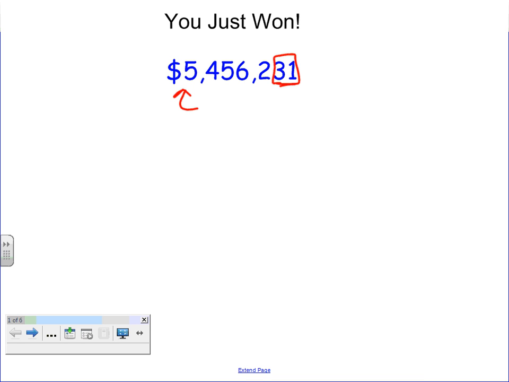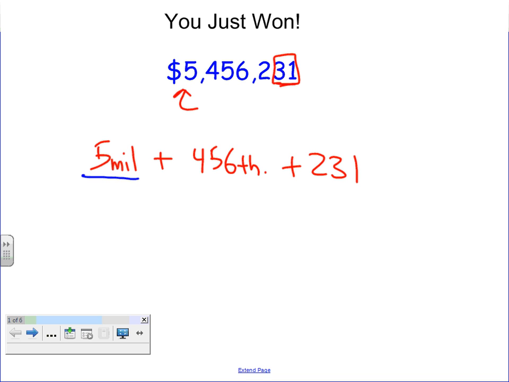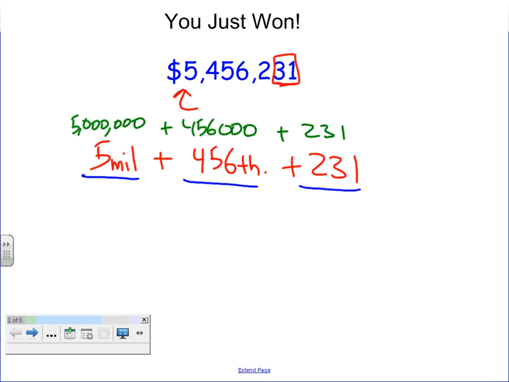So how could I rewrite this number, logically, so we can comprehend it? This is really 5 million, abbreviated, plus 456,000 plus 231 and change. So this larger number is really made up of this component plus this component plus this component. You could literally show it all written out, and all I did was separate it into categories.